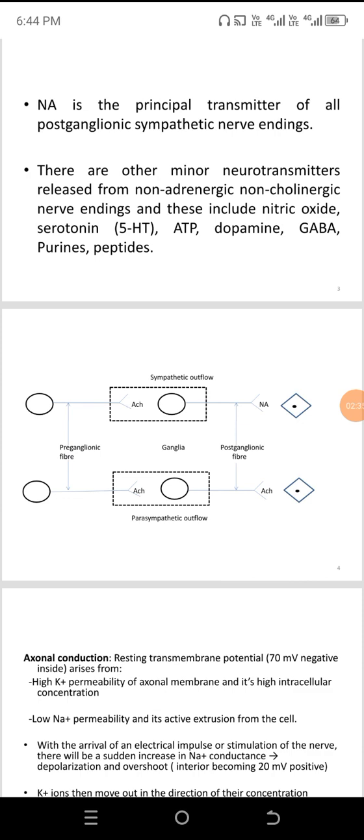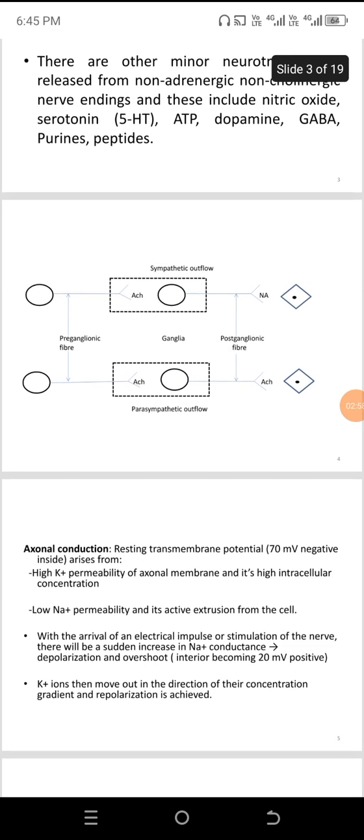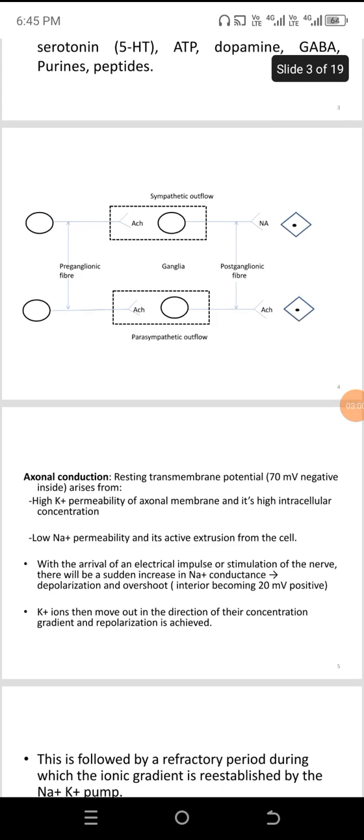So, what are the steps in neurohumoral transmission? The first step is axonal conduction. The second is transmitter synthesis. The third is transmitter release. The fourth is the receptor events. And the fifth is transmitter destruction. We'll look at these ones very quickly.